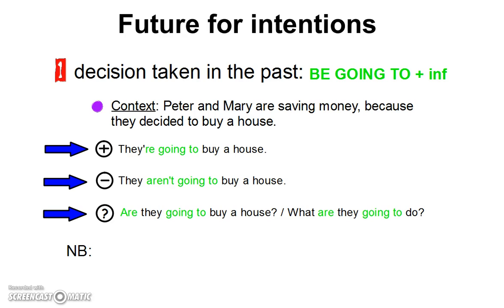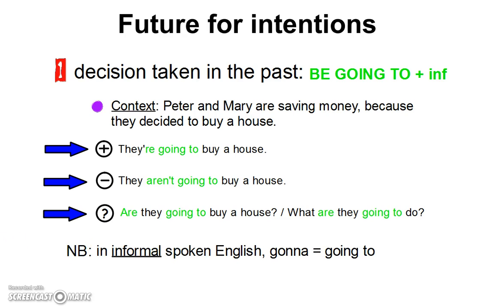Now a small remark before we go on. You probably heard the word gonna. Gonna is spoken English. It's an informal way of saying going to. So when I say they're gonna buy a house, I say the same thing as they are going to buy a house, but in an informal spoken way. Okay, so I'm gonna, you gonna is the same as I'm going to, you going to, etc.